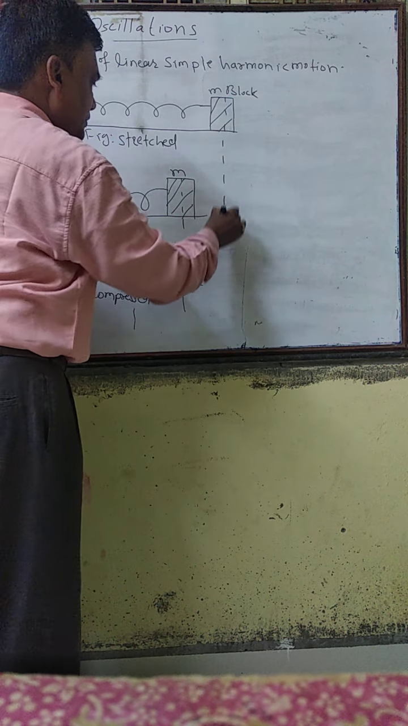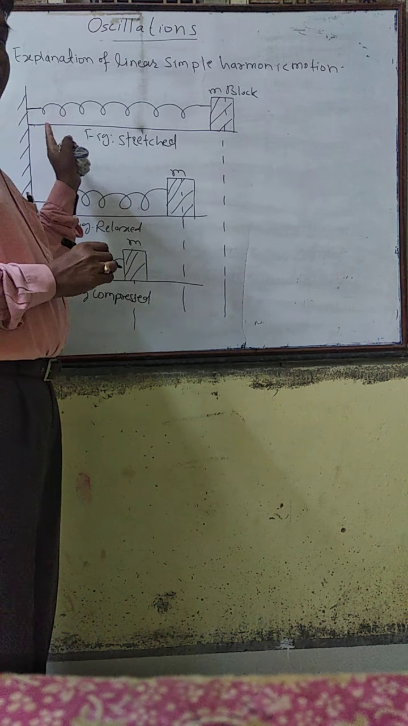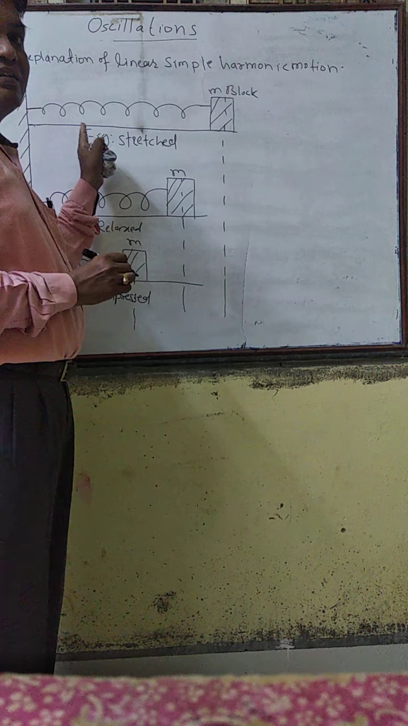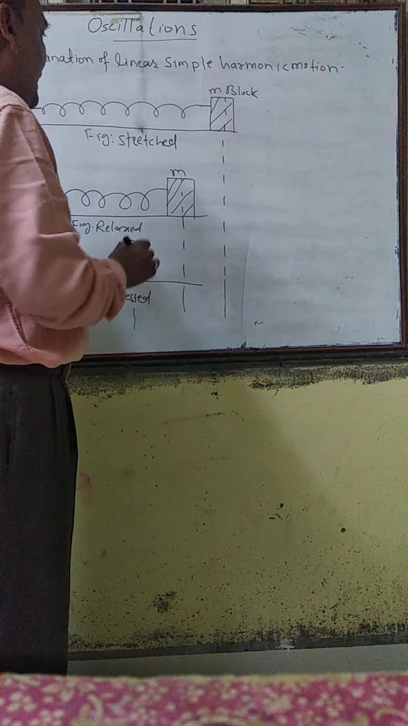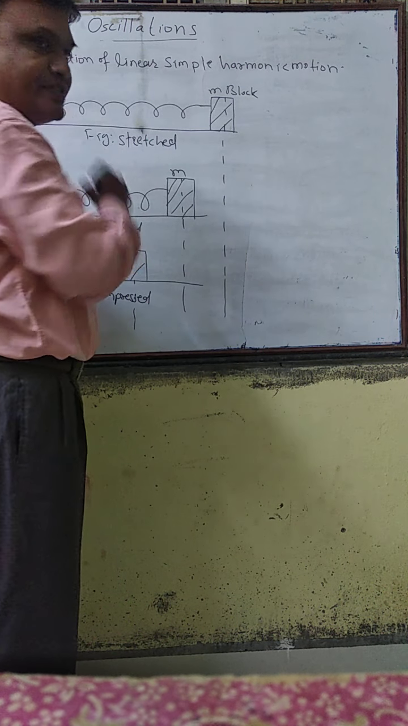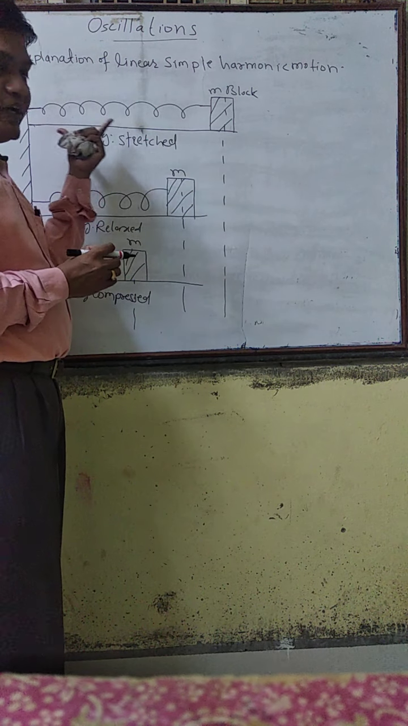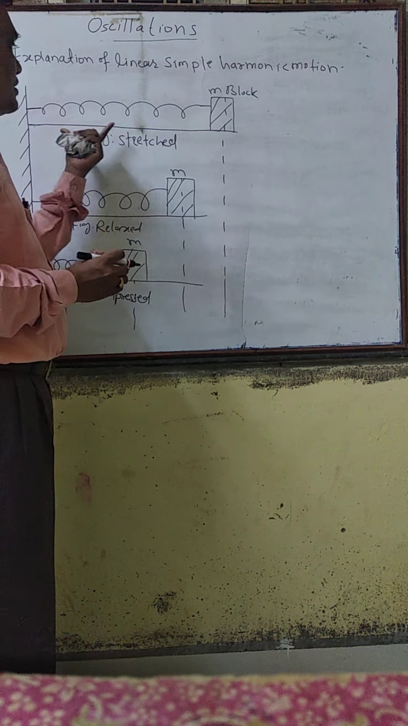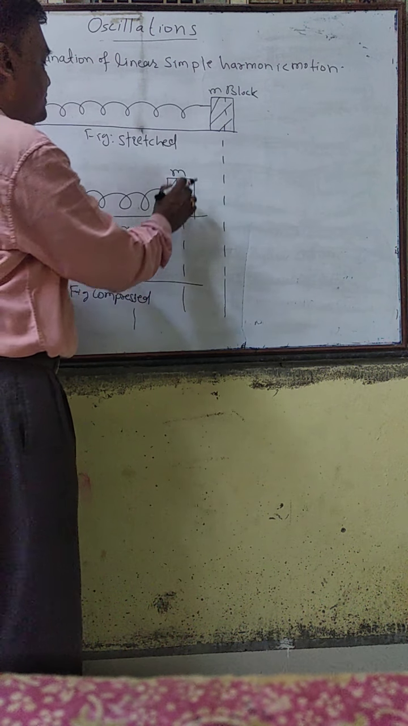Now see here, we have taken a spring, one end of the spring tied to a rigid support, and at the other end we have connected a block of mass M. We have pulled this block toward the right and released it, so that this block performs to and fro motion about this mean position. This is the mean position.